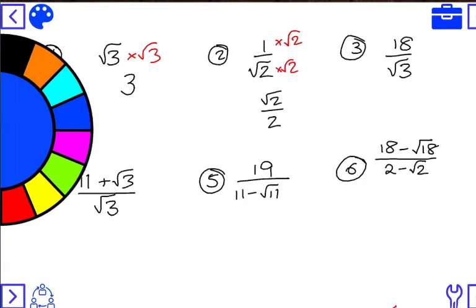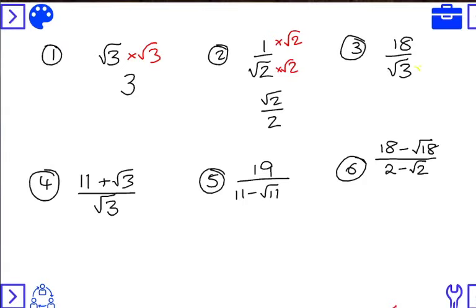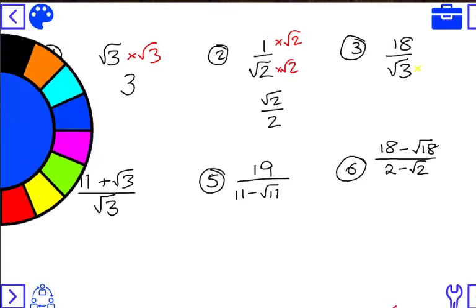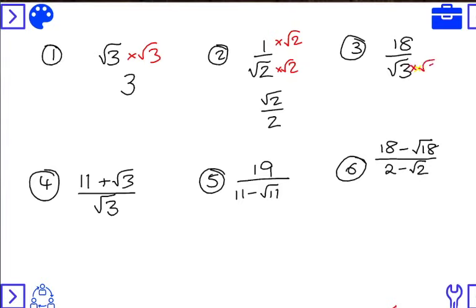However, when we look at question 3, times the top and the bottom by root 3, as my numerator, I get 18 root 3 all over 3. And here we've got a common factor of 3 in 18 and 3. So we divide top and bottom by 3, which would give me 6 root 3. Now you could write that over 1, but at this point we don't need to.